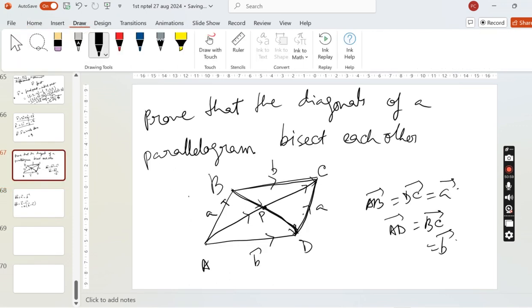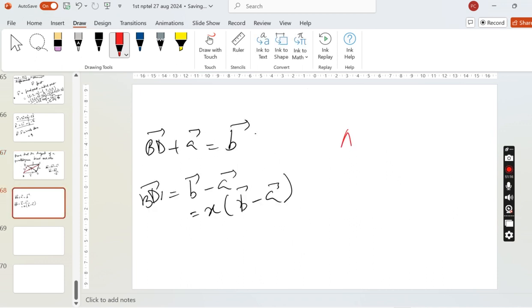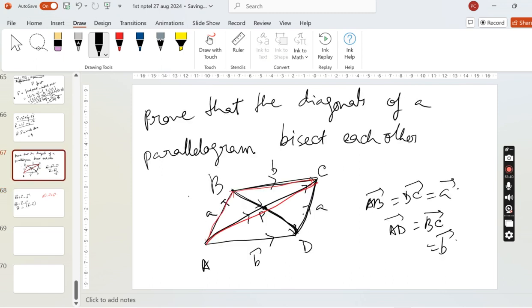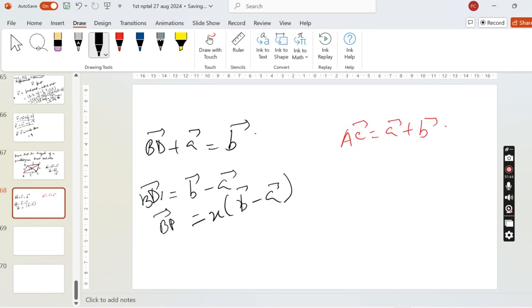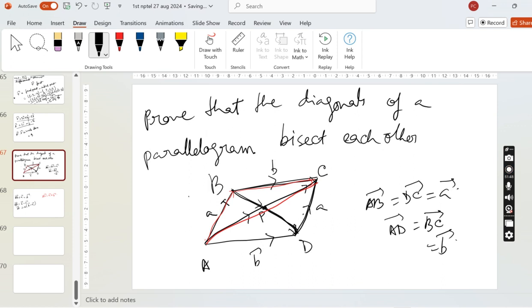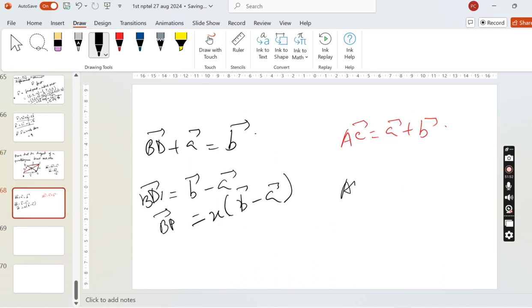And we can also see that AC is equal to a plus b. Okay, sorry, BD is equal to b minus a. So BP, the whole thing BD, P lies on the BD, so BP will be x into b minus a. And when AC is a plus b, P also lies on the AC, so AP is y into a plus b.